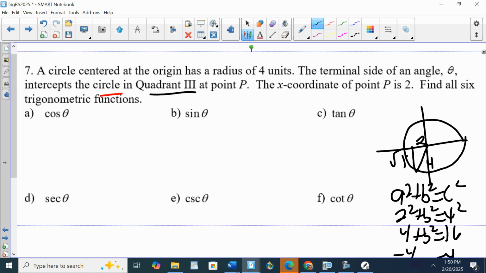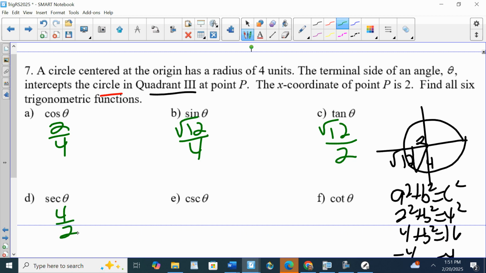And now that I have that, again, it's the same as the rest of them. SOHCAHTOA, cosine is 2 over 4. You could reduce it or not, either way. Radical 12 over 4. Radical 12 over 2. The reciprocals of those, 4 over 2. 4 over radical 12. 2 over radical 12. We don't want a radical in the denominator. So I rationalize.